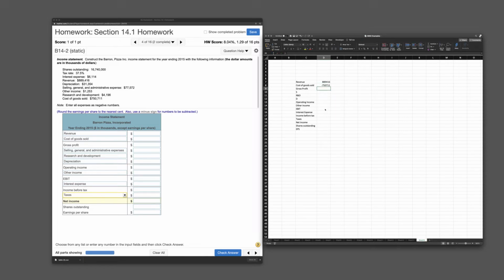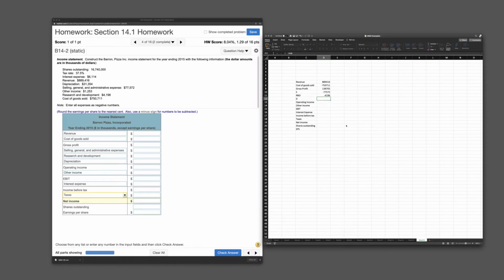So cost of goods sold, they give us that number. So again, because we need to make sure it's a negative, we're going to add that to our column. Okay, so negative 750,000. So with that, we should be able to figure out our gross profit. We're just going to add our revenue and add our expenses to that revenue. So now we have our gross profit, and now we need to include our operating expenses.